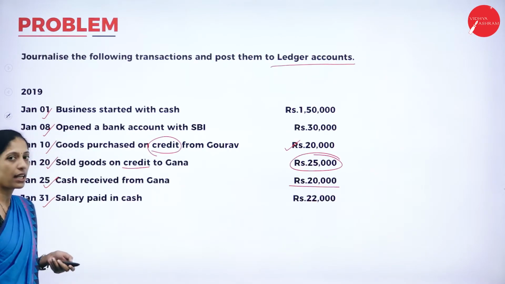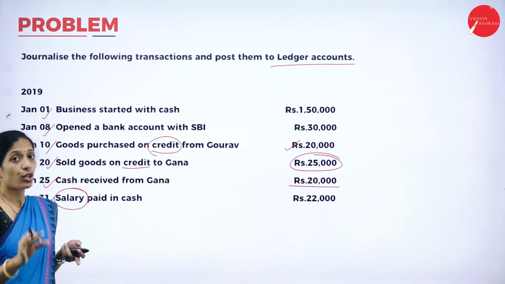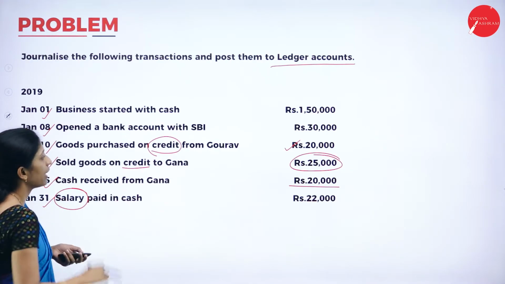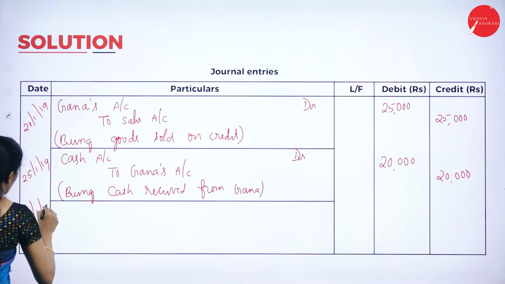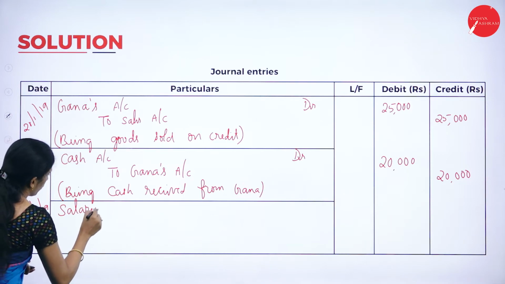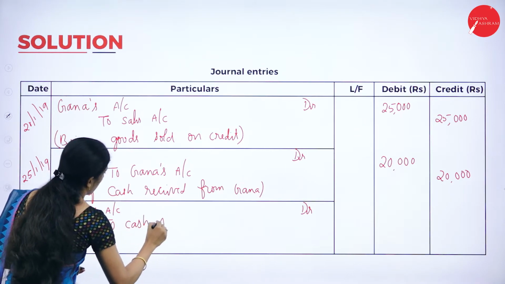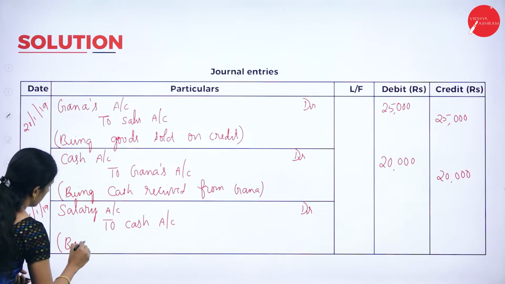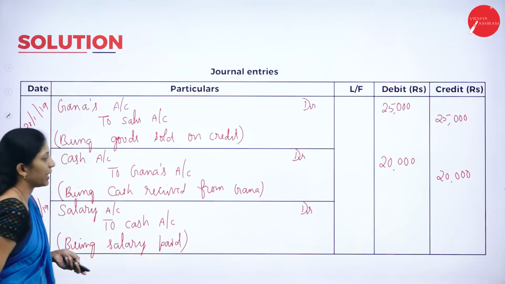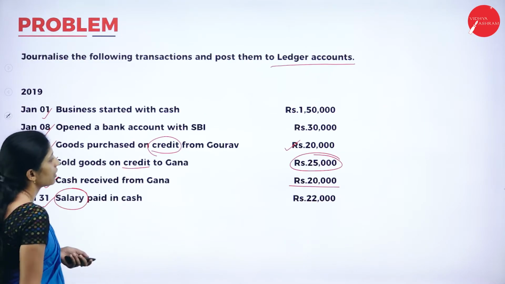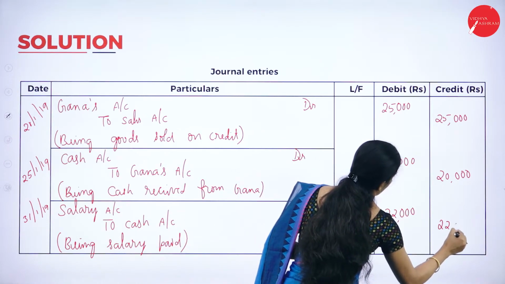Next one, salary paid in cash. So you are going to pay the salary. So salary is an expense. Debit all expenses and losses. So your entry will be salary account debit to cash account. And the amount is 22,000. And what is the date? 31st Jan 2019, salary account debit to cash account. Write the narration: being salary paid. And what is the amount of salary paid? That is 22,000. 22,000 in the debit side and 22,000 in the credit side.